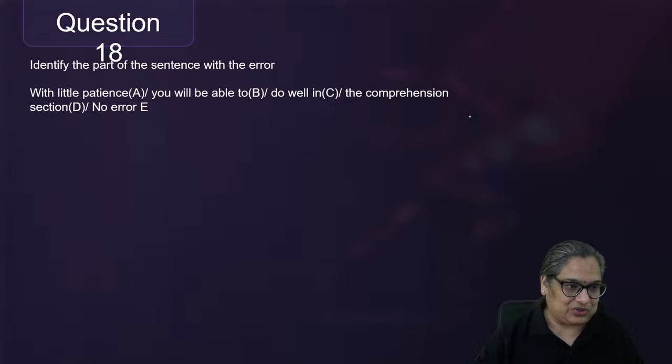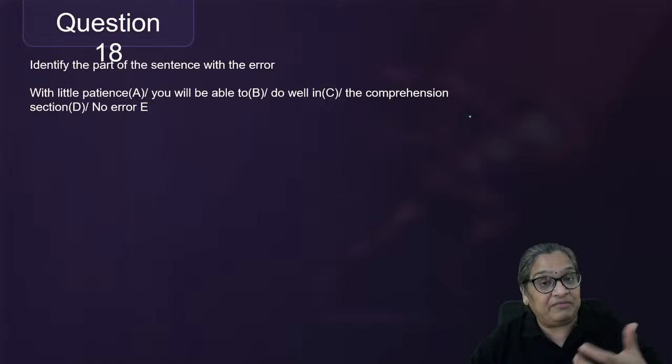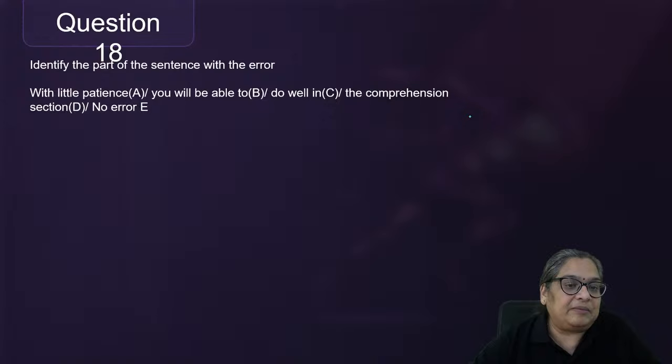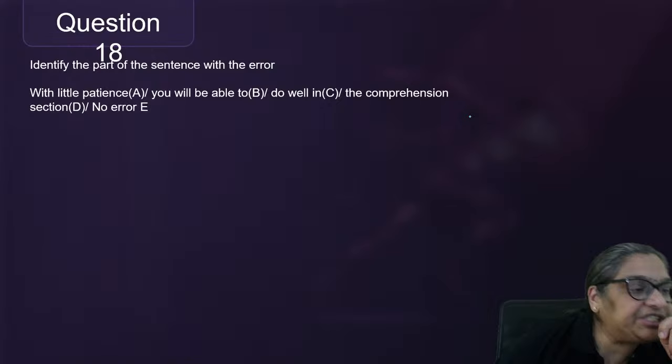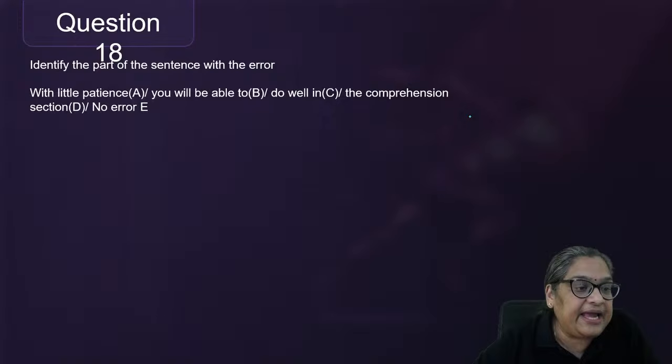All right. Question 18. With little patience, you will be able to do well in the comprehension section, which is what I always say. Your errors in comprehension is because you are nervous and you read too fast. 18. Is anything wrong with 18 or no error? 18A, Manjeet, how and why? What is the correct answer? Shreyan says A, why? How would I correct it? Quickly.